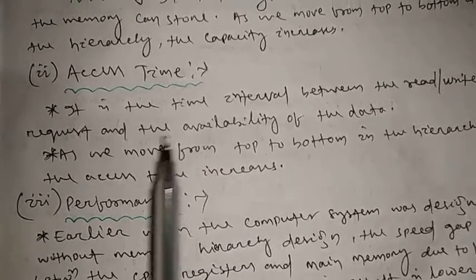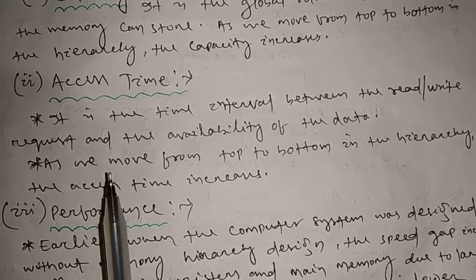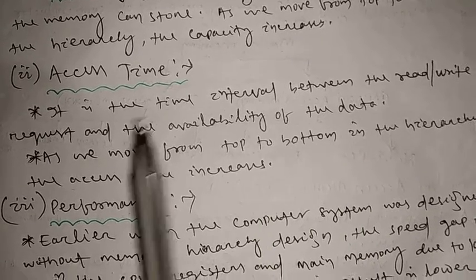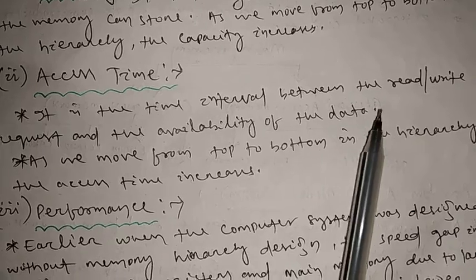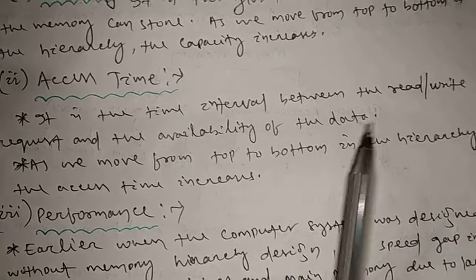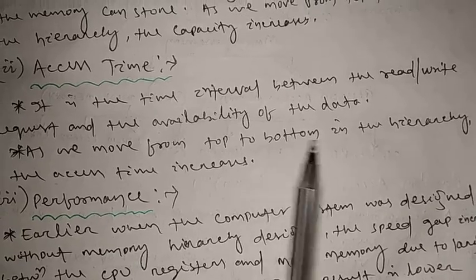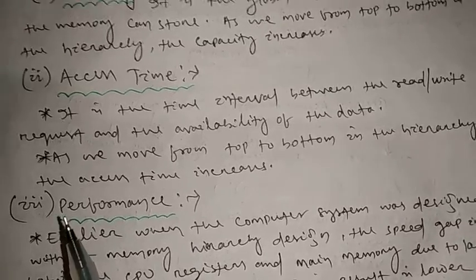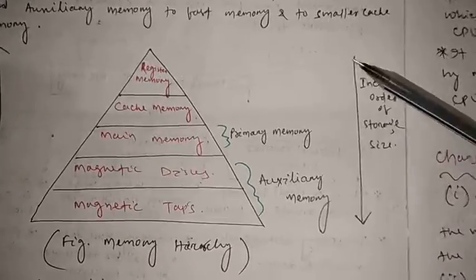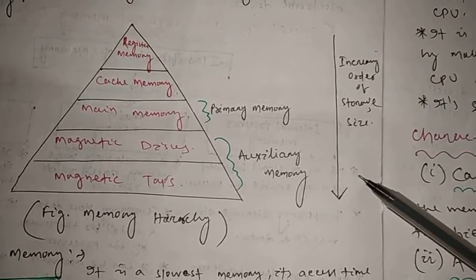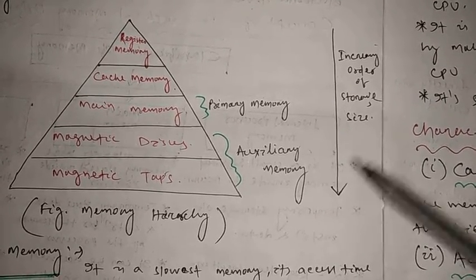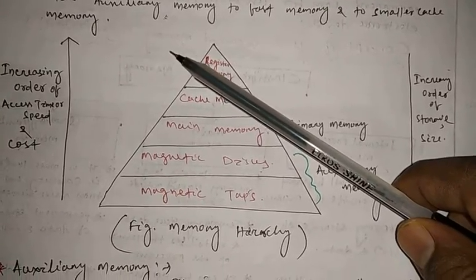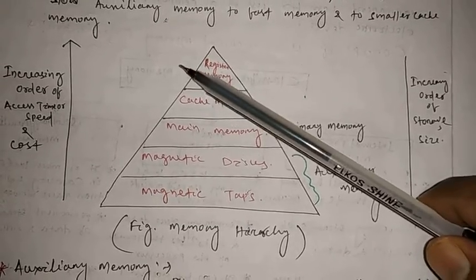Similarly, access time. It is the time interval between the read and write request and the availability of the data. So what do you mean by access time? It is the time interval between the read or write request and the availability of data. So as we move from top to bottom in the hierarchy, the access time increases. Obviously, if we move from top to bottom, the accessing time is maximum. But when we move from bottom to top, there is what? Less time of access. It will take less time to access the information.